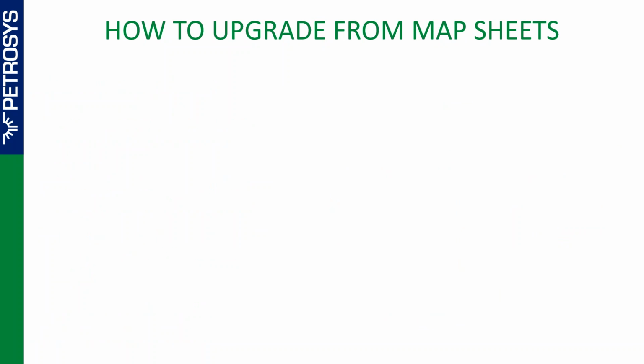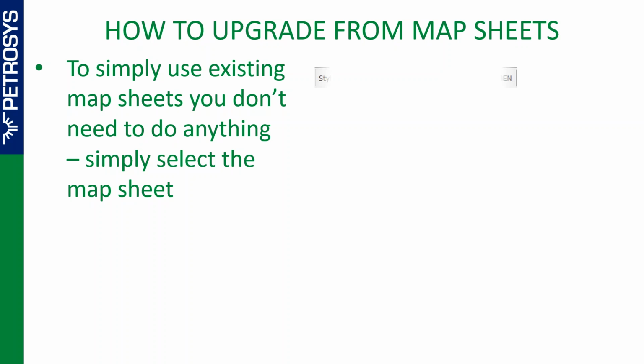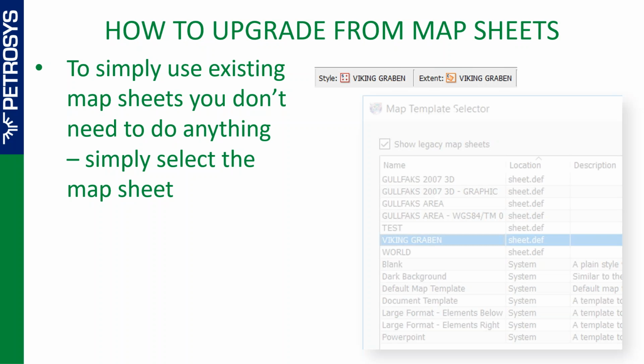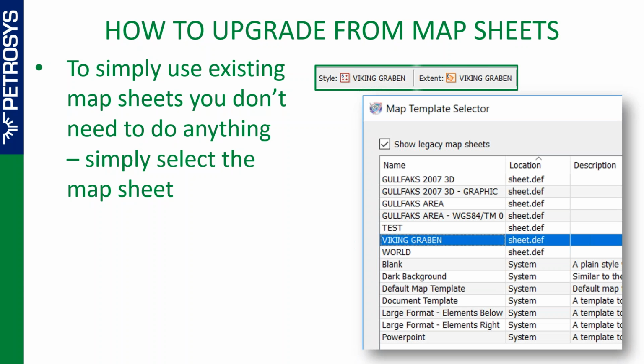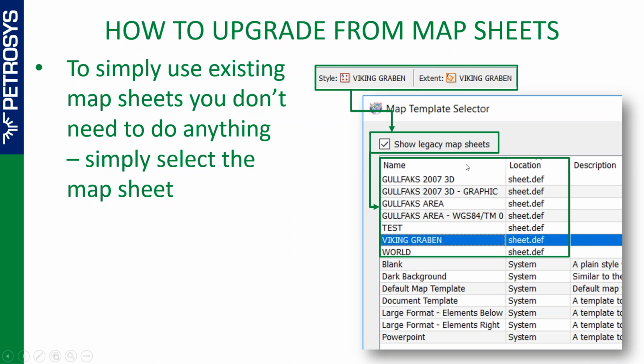What I'm going to do today is show you how to upgrade from map sheets, and hopefully I can convince you that it's actually incredibly easy to upgrade from map sheets to map templates. The first point I'll make is that if you simply want to use map sheets, you don't actually need to do anything. You simply select the map sheet, and that's what this image is showing on the right hand side here. In the new version, down the bottom of the map, there's an option to select the style and to select the extent. Remember, those two are independent of each other.